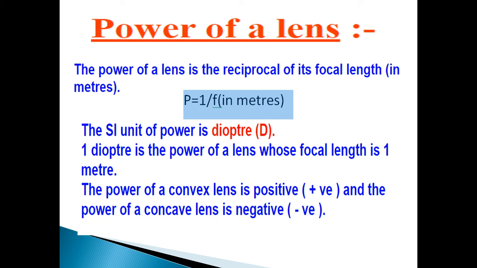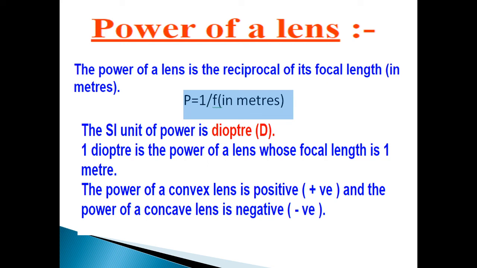So the power of a lens is nothing but the reciprocal of the focal length, 1/f. And its SI unit is the diopter, represented as capital D. So let us define one diopter. One diopter is the power of a lens whose focal length is 1 meter. Means if the focal length is 1, then 1/1, the power will become 1 D. The power of a convex lens is positive and the power of a concave lens is negative.